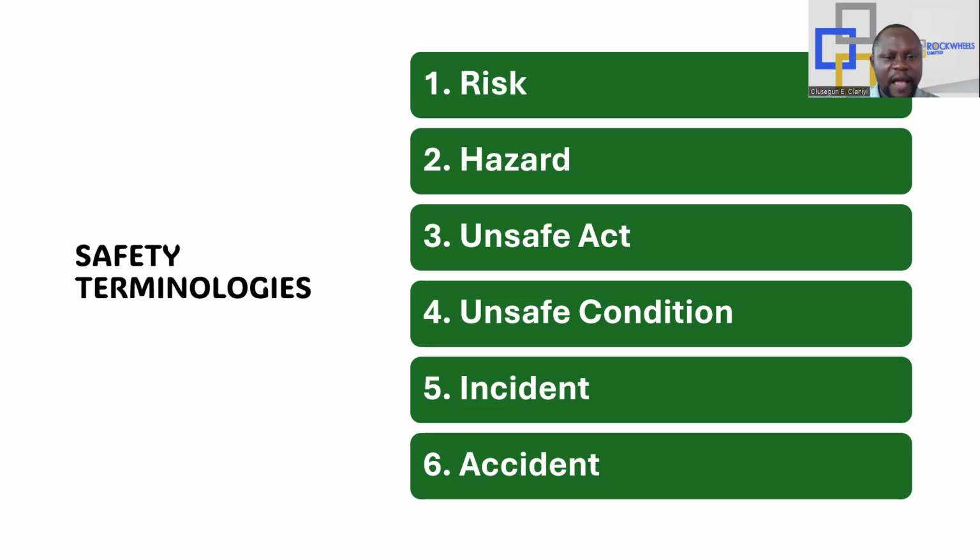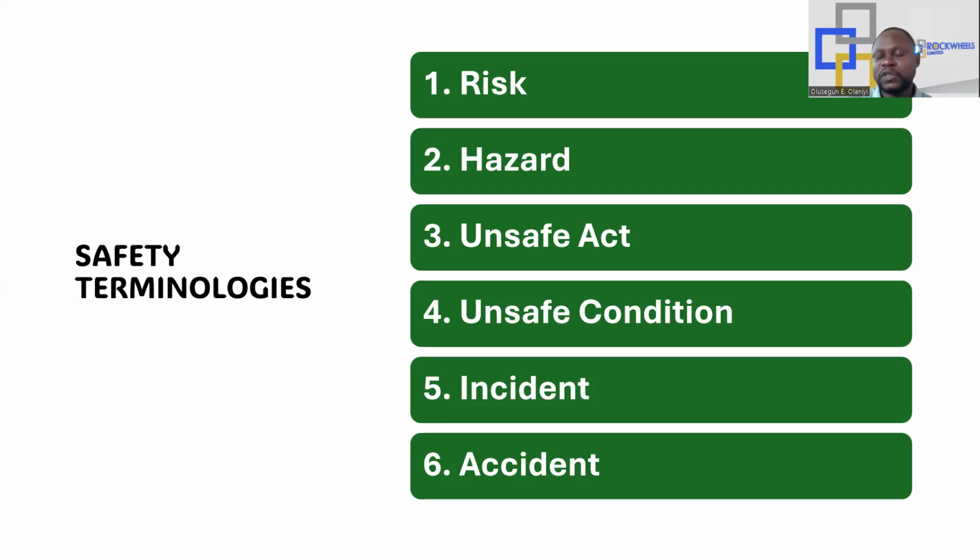Then we have what we call unsafe act. Unsafe act is any action that deviates from the accepted safety procedure. Maybe you are supposed to use your ladder to climb onto a particular place and you did not use your ladder, you decided to use the tables. This is an unsafe act. It is an unsafe practice. You are bypassing safety protocols on machineries to speed up your work, or bypassing safety measures in order to finish your work on time or to meet target. That is very, very wrong, and that is what we refer to as unsafe act.